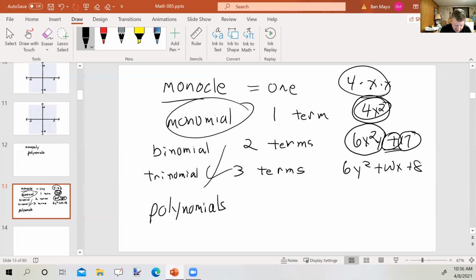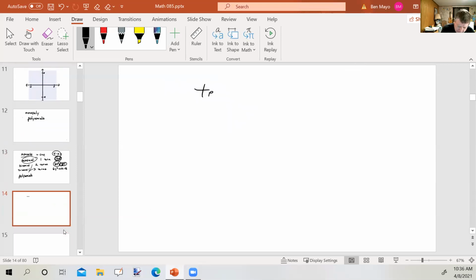All right, now let's go back to this idea of terms. I said that terms are separated by addition signs. So if we've got 4x plus 7, there are two terms. The first term is 4x, the second term is 7. But what if we've got 4x minus 7? Well, is that still two terms?